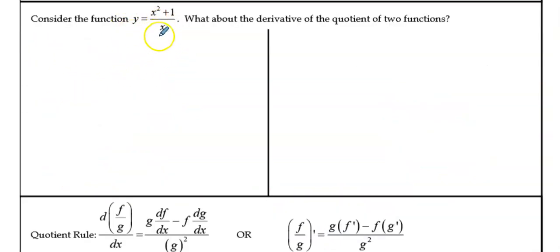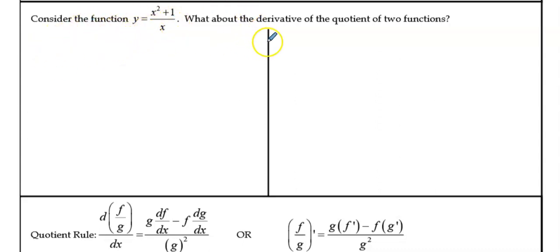So I'm going to look at a strategy problem right now. This says, consider the function y equals x squared plus 1 over x. We're going to do it the quotient rule way, and then we're going to do a strategy way. Hopefully you guys can figure out something I can do to make our derivative a little bit easier. But we're here to practice the quotient rule, so we're going to do the quotient rule first.